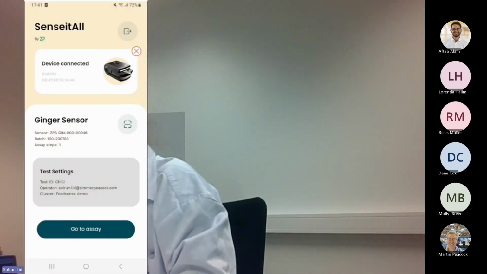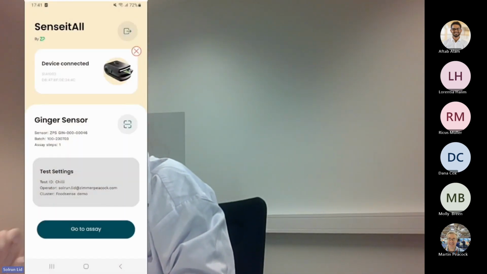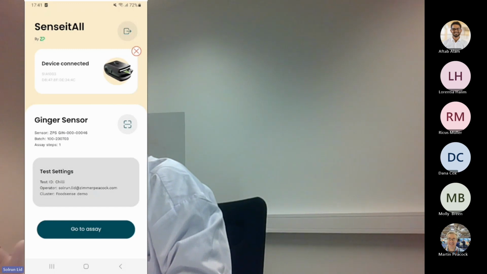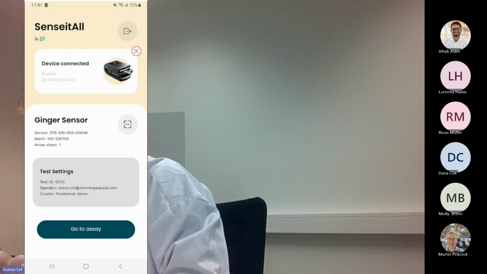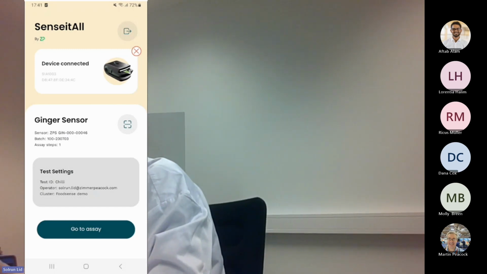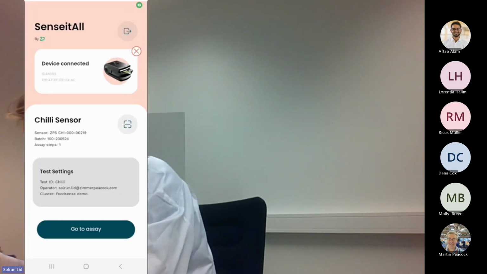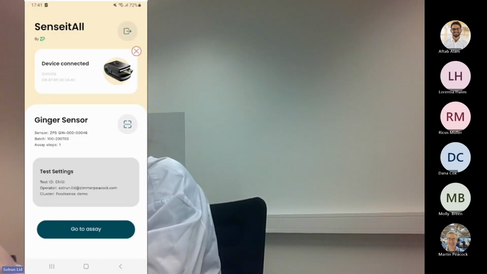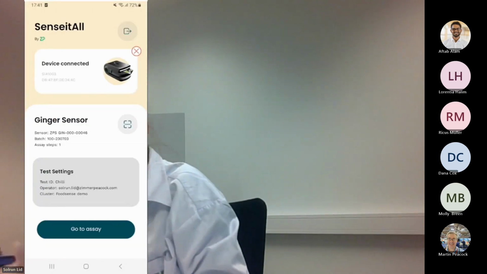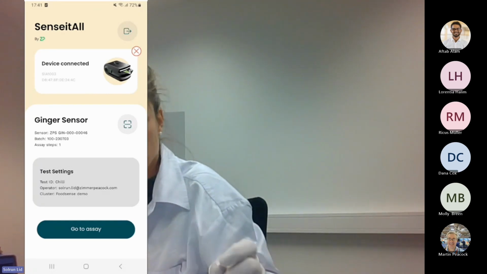And then the next thing I will do is choose the correct assay. So right now, ginger sensor assay is chosen, which is the correct one, but I will just redo it for the purpose of showing you. So I'll just scan the QR code with the ginger sensor. It was real quick, but what I'm doing is just scanning the QR code.